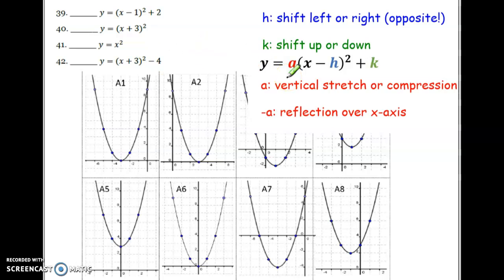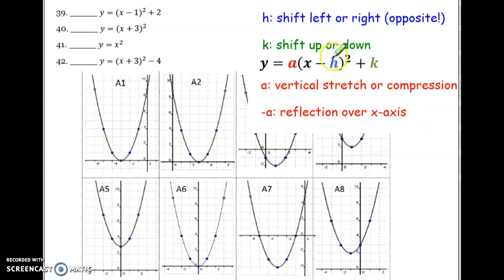Here are some basic reminders. This is our vertex form, y equals a, parentheses, x minus h, squared, plus k. The a value on this matching section is going to be 1 the entire time. But if we did have an a value that was a 2 or a 3, or a whole number greater than 1, we would have a vertical stretch. If we had an a value between 0 and 1, we would have a vertical compression. And if a ended up being a negative number, or there was a negative sign in front of the parentheses, that would be a -1 a value. Anything negative is going to reflect over the x-axis.